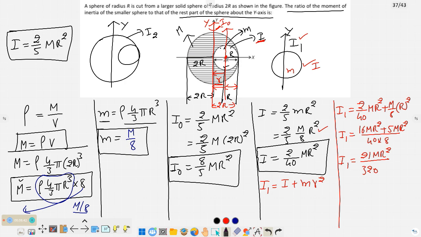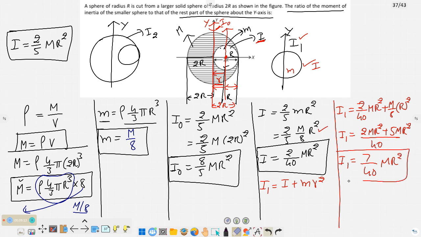Here if you check, there is a small error. What is the LCM? We won't get 40 into 8, we will get 40 only. The LCM we are going to get is 40 only. So if we take the LCM as 40, this is 2 m r square you get, plus 5 m r square you get. That means this value you are going to get is 7 by 40 m r square. This is called equation number 1, right?